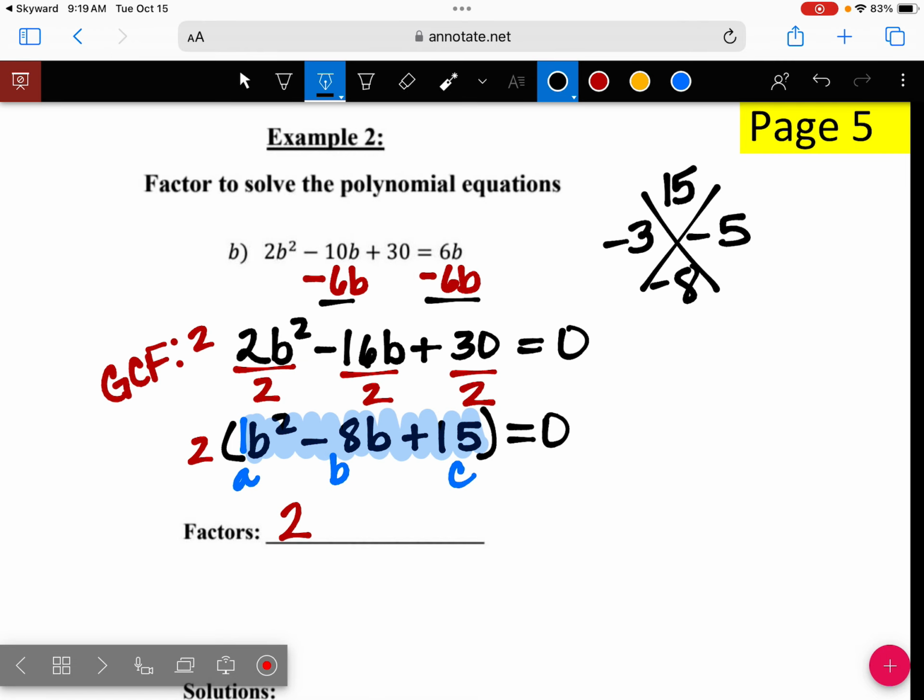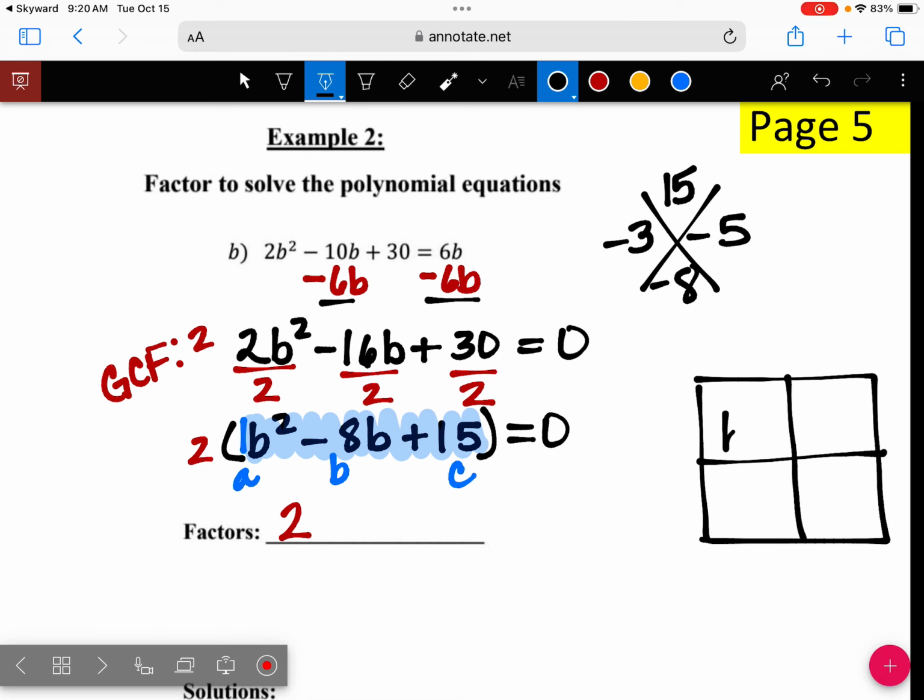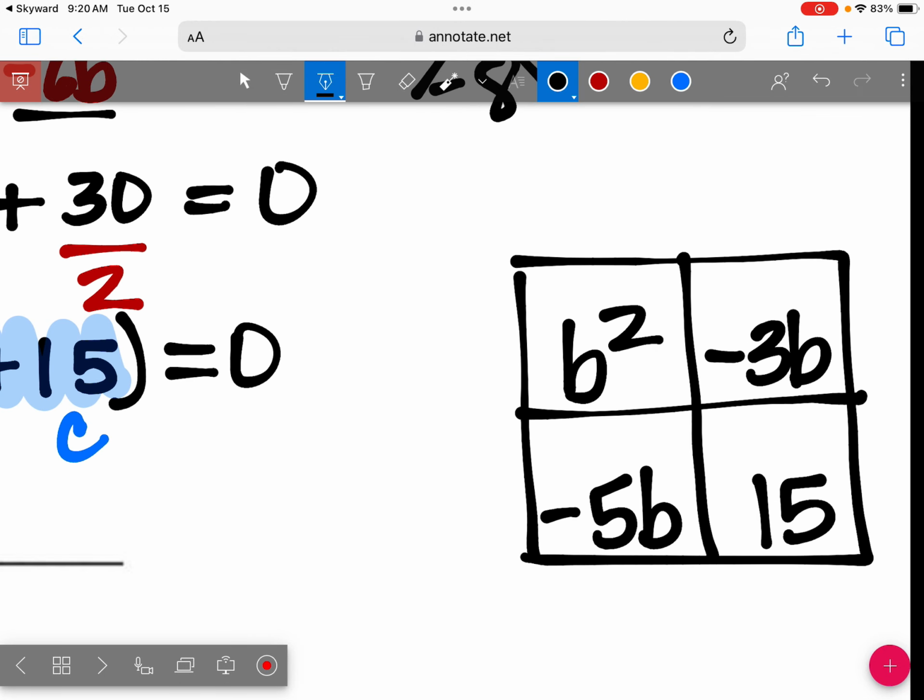So now we need to make our box. And we have our b squared, and we have our 15. And we got to put those numbers here and here. Go ahead and take out your GCF. Let me go ahead and break down that box just in case somebody needs me to. So this has a b and a b, a 3 and a b, a 5 and a b, and a 3 and a 5. Go ahead, take out your GCFs.